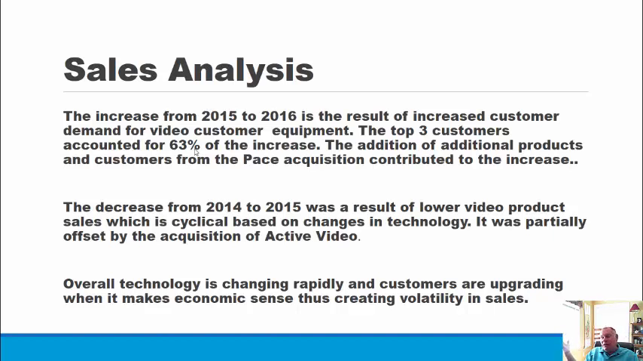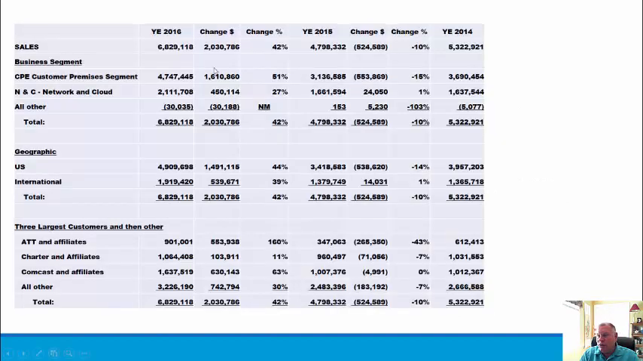The decrease from 14 to 15 was a result of lower video products, and what we're seeing with this was a cyclical change based on changes in technology. And overall, technology is changing rapidly and customers are upgrading when it makes economic sense to do so, thus creating volatility in sales. So we want to have first a numerical explanation other than the top line, and some narrative at a level of depth. And when you see this, you sometimes need to come up with the numbers to be able to make the observations as to where. Now let's take a look at the next step.